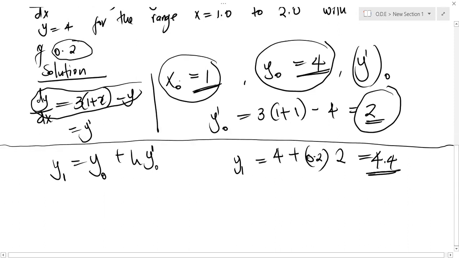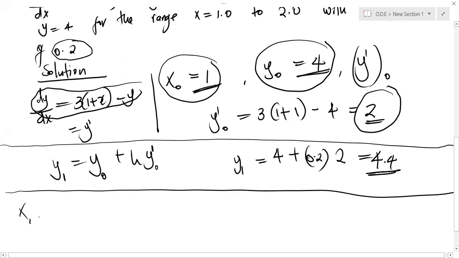Our x naught is this, and the interval is 0.2. So meaning that our x1 is 1 plus 0.2. So our x1 is 1.2. Okay. Now, if our x1 is 1.2, our y1 is 4.4, then what is our y prime of 1?